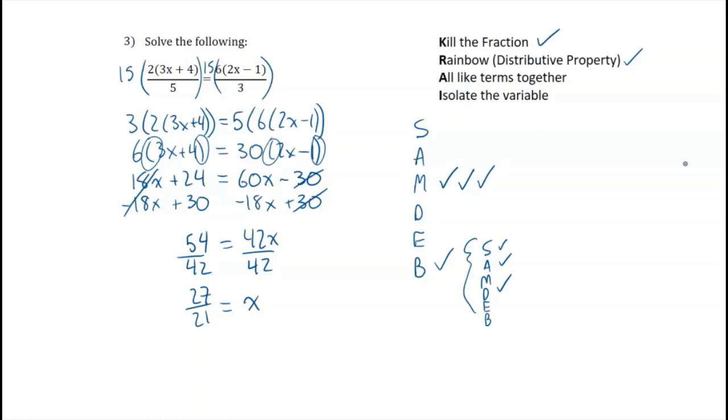So what we did was we applied SAMDEB. We had to multiply 3 times, and then we worked in these brackets, and we applied SAMDEB within the brackets, and we got our final result. The point is not to remember to do SAMDEB, but just to know why this works. You might find it helpful to do SAMDEB every time, but I think for most students, they find it more helpful to do the KRAI method in those 4 steps that are listed.